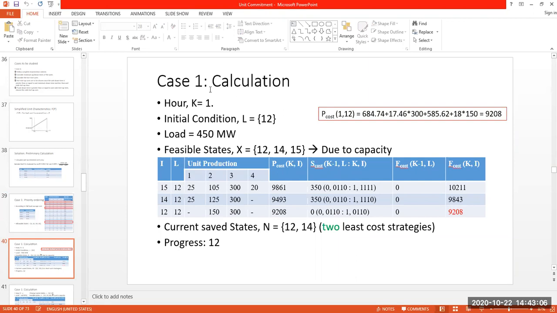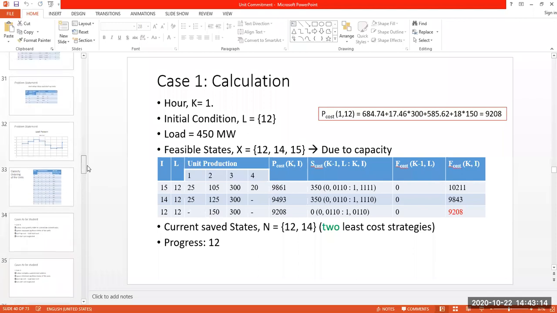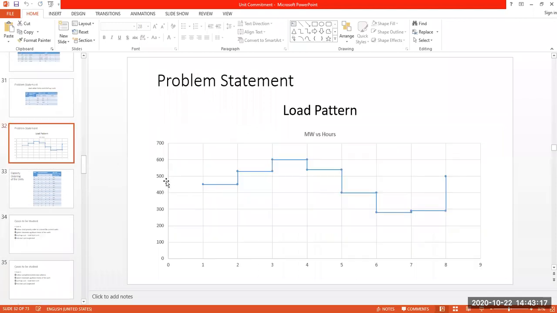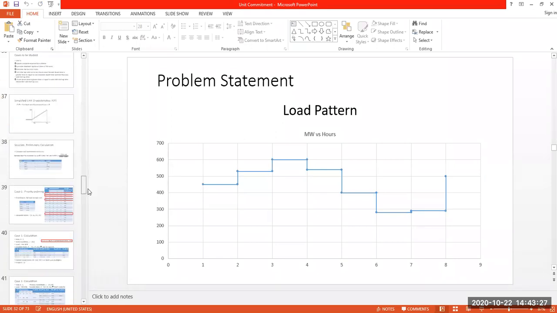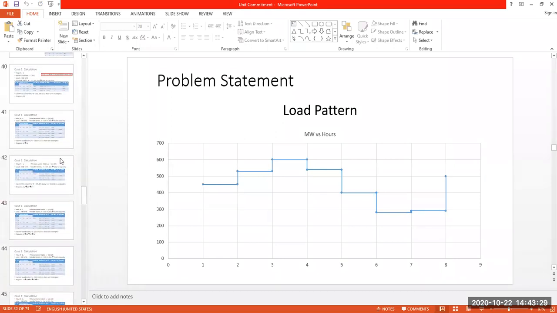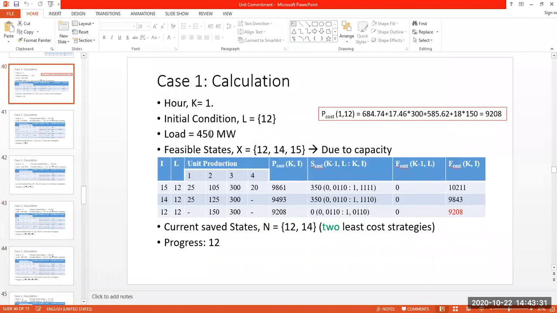So this is case number 1. We start the calculation. So this is our number 1. So what was the demand in our number 1? We have to check back the demand profile. So probably the exact numerical value will be given to you. So you know that this is in between 400 and 500. So the exact value is 450. Okay. So the demand is 450. So this is the load demand.